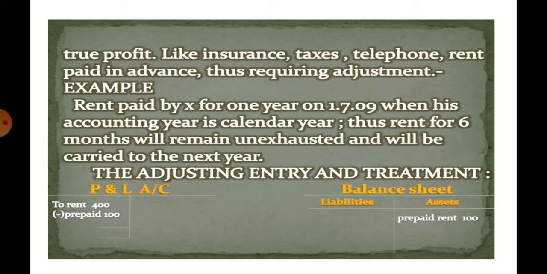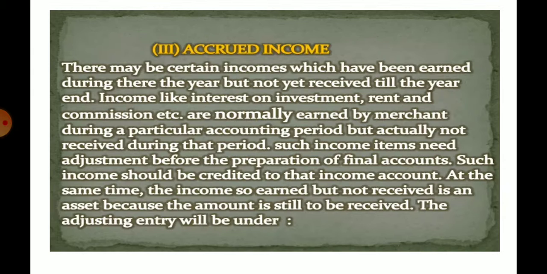So, the adjusting entry and treatment will be: in the P&L account, rent 4,000 and prepaid 100 will be less. And in the balance sheet, it is shown as prepaid rent on the asset side.